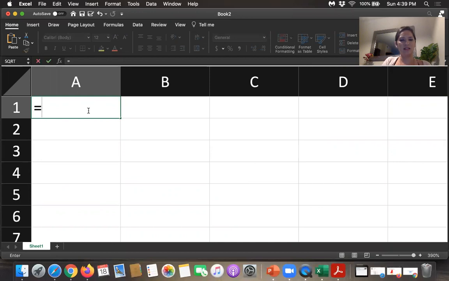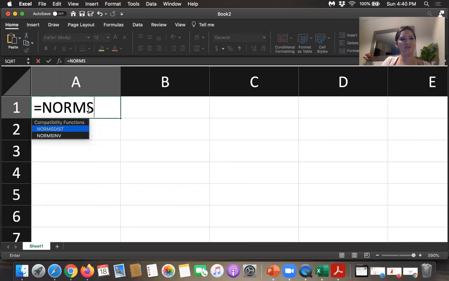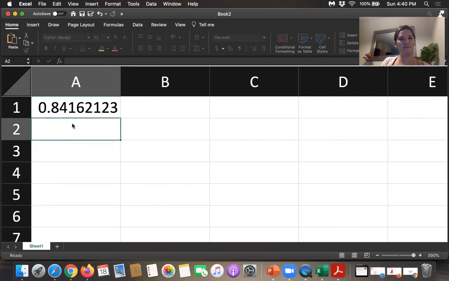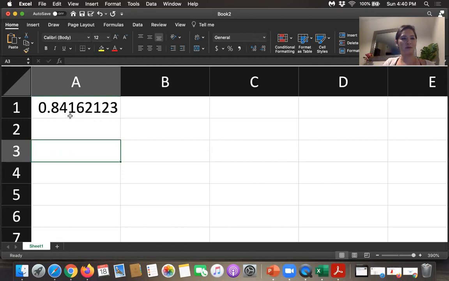So the area to the left comes from doing NORM, NORM.S for standard normal, INV for inverse. Select that, and then it says in the parentheses here, probability. So we want the probability to the left. And we get a z-score of 0.8416. Now this is doing backwards what we did with the other function. Remember when we were trying to find not the z-score, but the area to the left? We could use this function to do that.